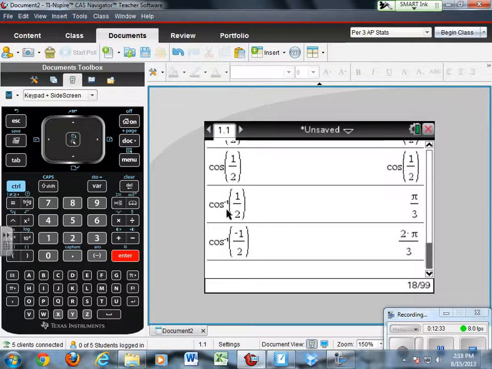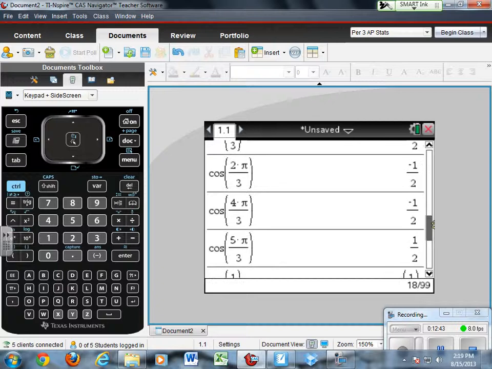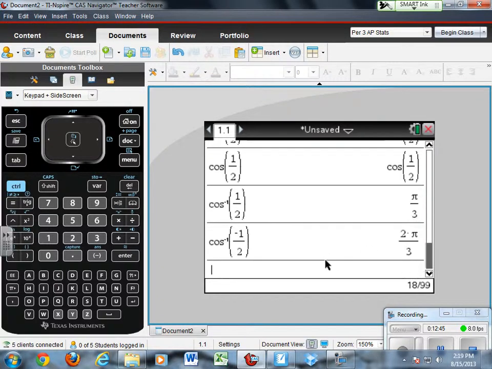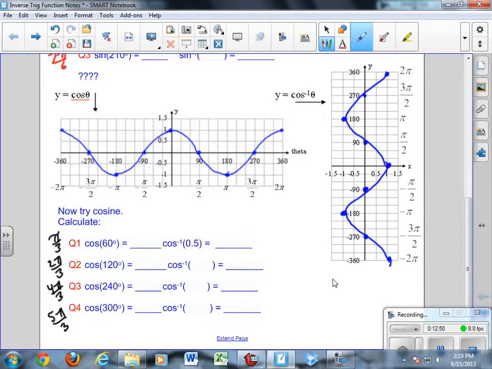Okay. If I do inverse cosine of 1/2, I'll always get pi over 3. If I do inverse cosine of negative 1/2, I'll always get 2 pi over 3, even though there are other angles that have the same trig value. So if we look back at our graph here, we see that I'm always getting an angle in quadrant 1 or 2 when I do inverse cosine. That would correspond to this section of the graph right here. Because that's this piece right here of the graph, it's this section of the inverse graph.